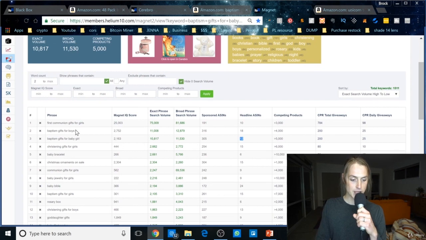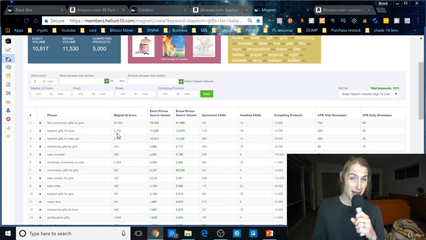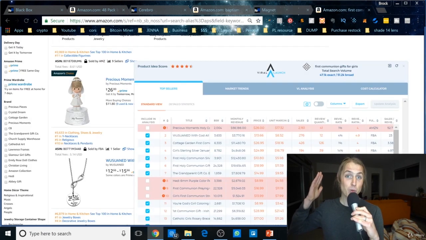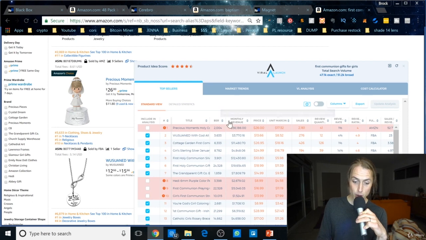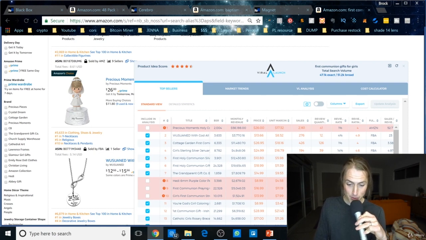Now, if we take a look at this, first communion gifts for girls, it is a very high Magnet IQ score. Okay, so when we go and put this on Amazon, it shows pretty good numbers. So look at this. We've got $56,000 a month happening with only 41 reviews, 3,000 with 12. So there's just not that many reviews, and there's some pretty good volume here.